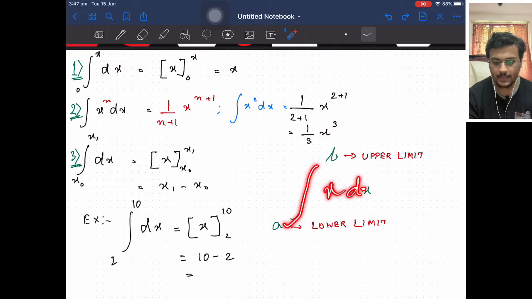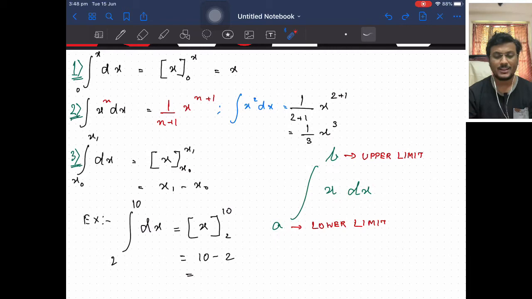Integration of x dx between the limit b to a. Now let me tell what is integration of dx. Integration of dx, the first formula, hopefully everyone can observe it. Integration of dx is equal to x. Now when none of the limits are given, then we can write integration of dx is equal to x. When no limit is given, that's the answer.